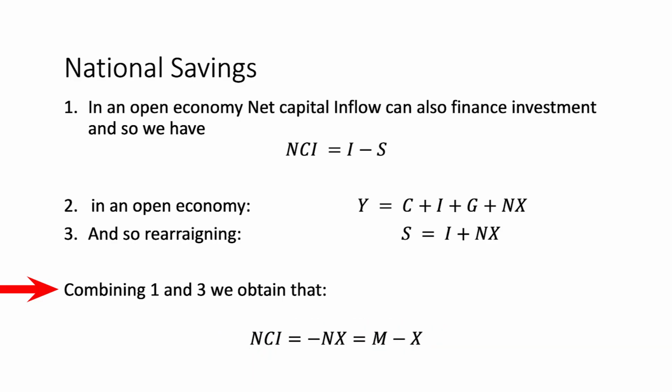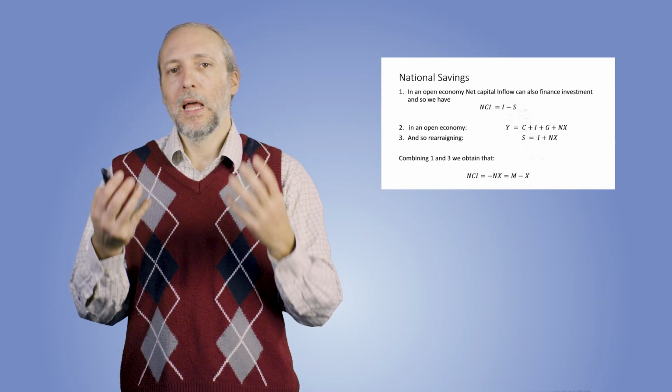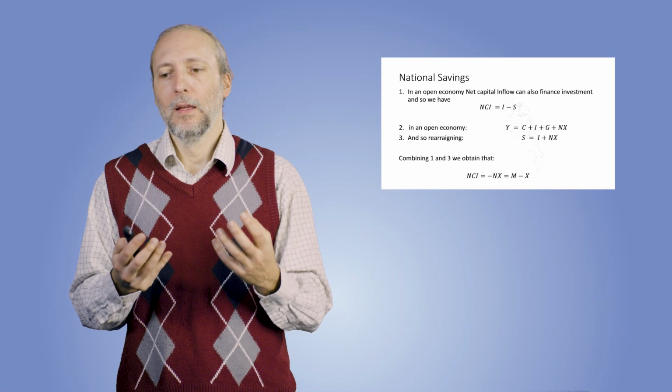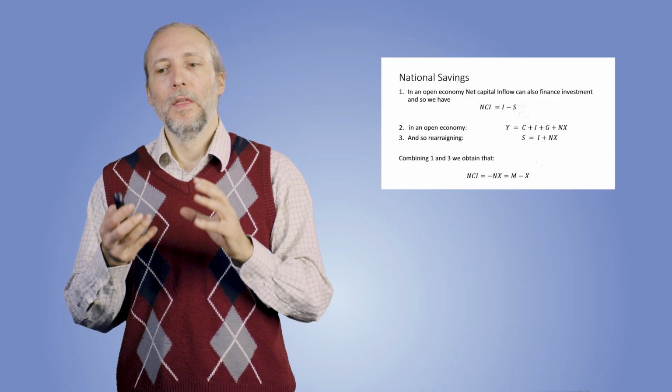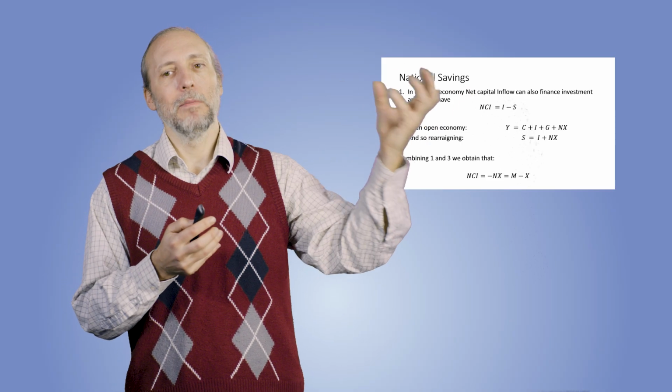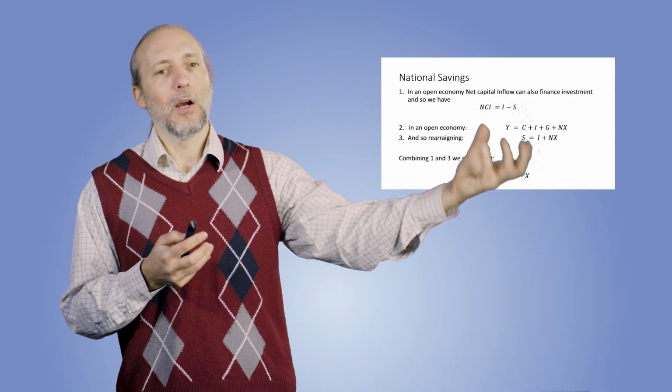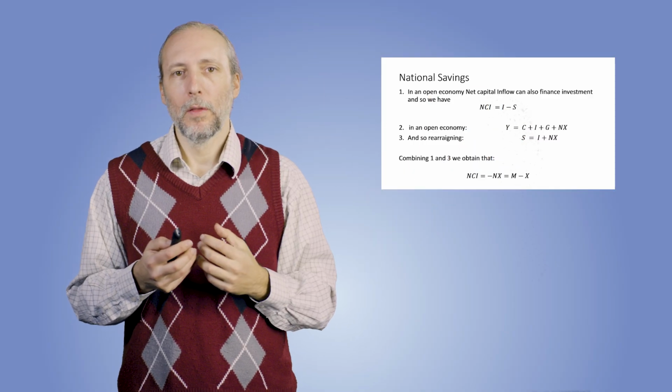So this gives us a somewhat surprising relationship. It just follows, this is an identity, it just follows from our definitions, but it allows us to understand the following fact. If an economy is having a trade deficit, then it must be having a net capital inflow, which is to say the economy must be borrowing funds from abroad.